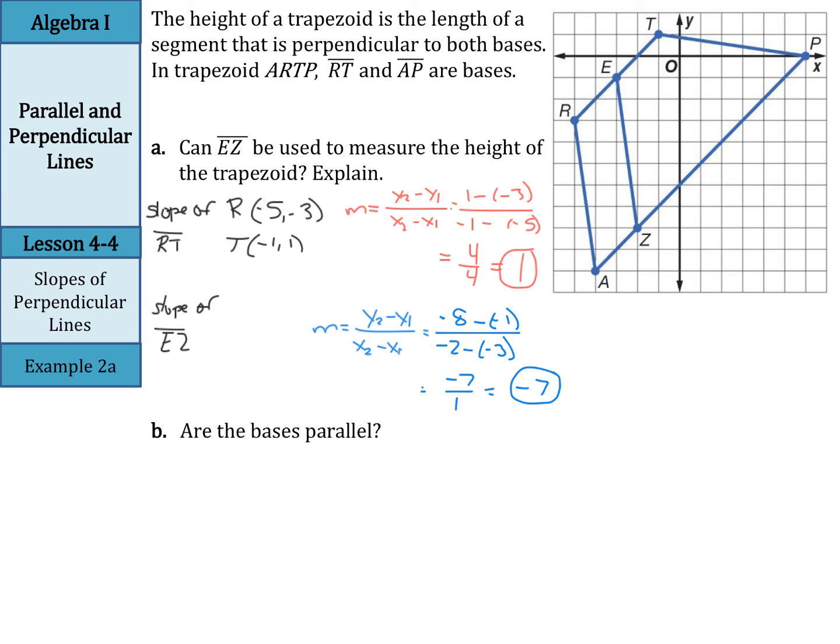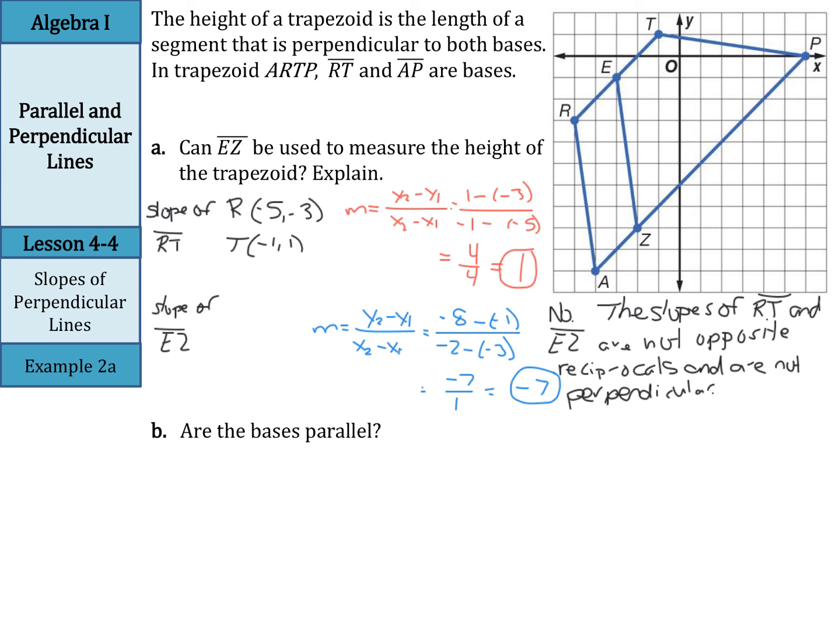Well, can EZ be used to measure the height of the trapezoid? It would need to be a perpendicular slope, which means these two slopes would need to be opposite reciprocals, and they are not. So our answer is no. And let's use the definition here to help us with our explanation. The slopes of segment RT and segment EZ are not opposite reciprocals and are not perpendicular.